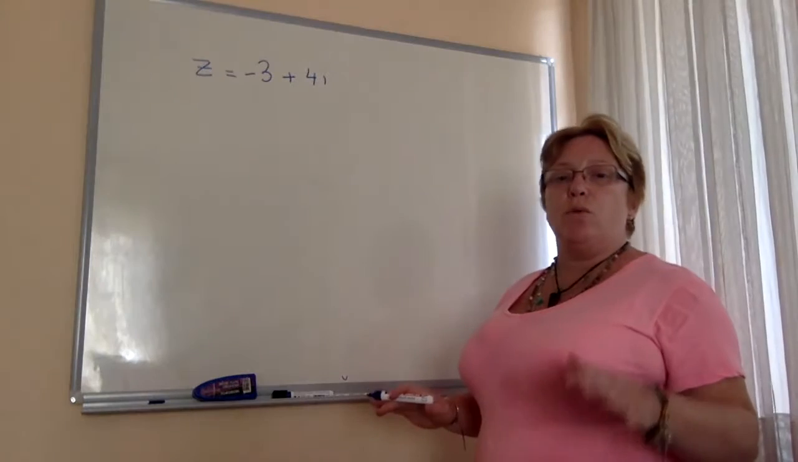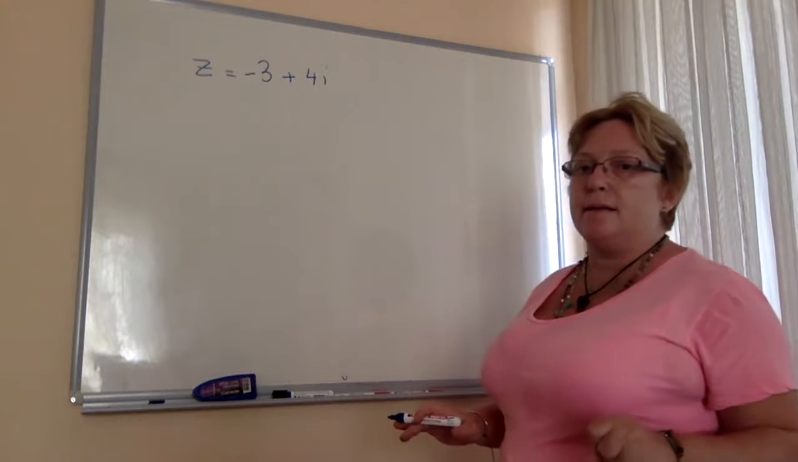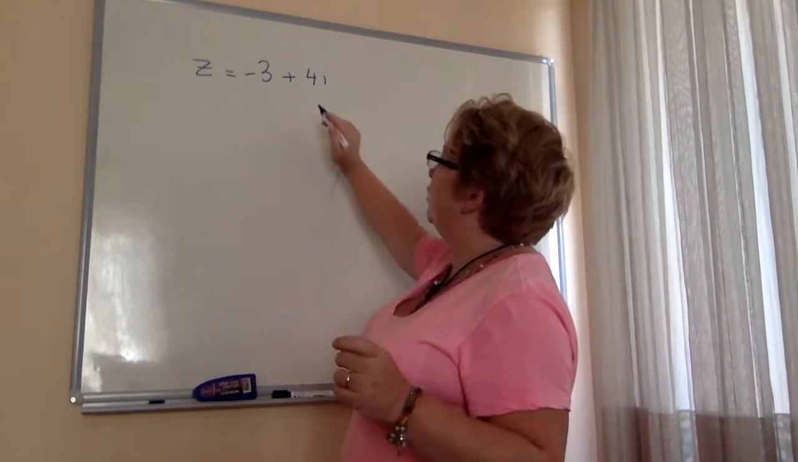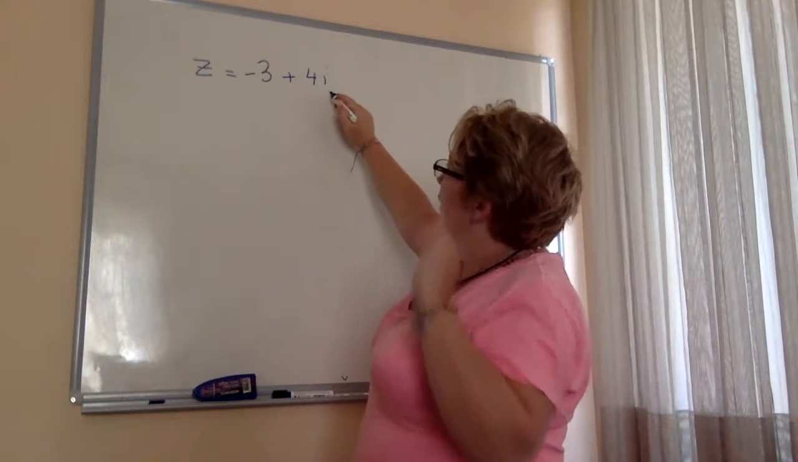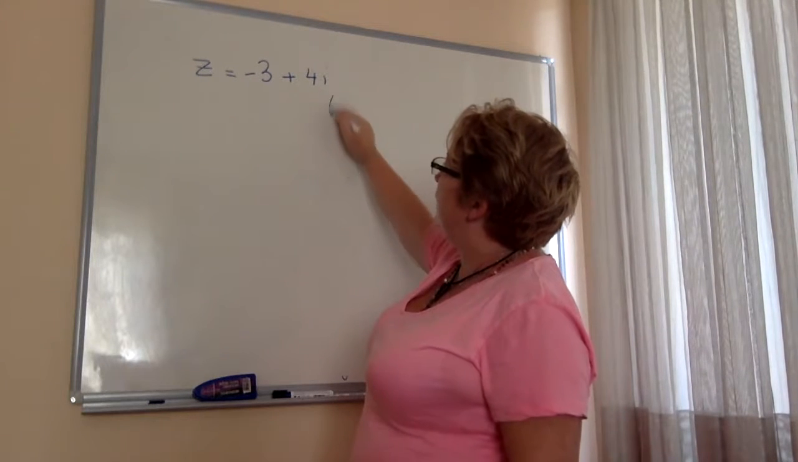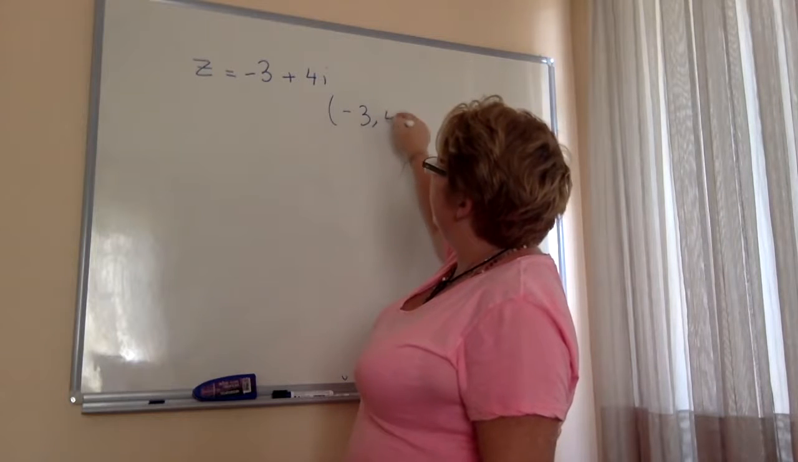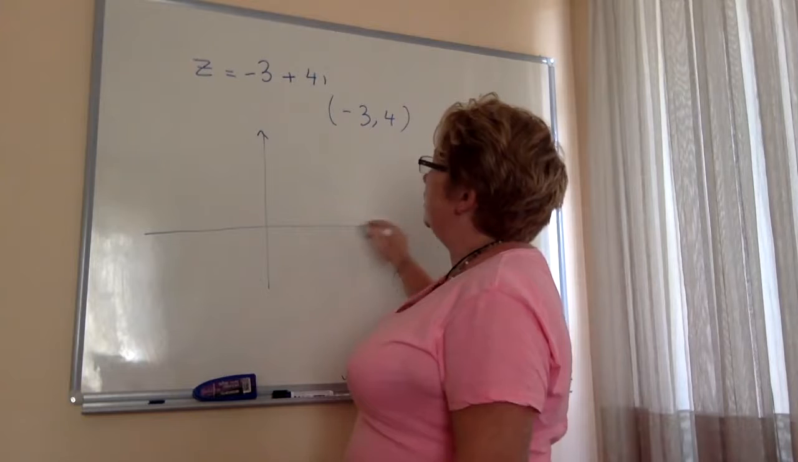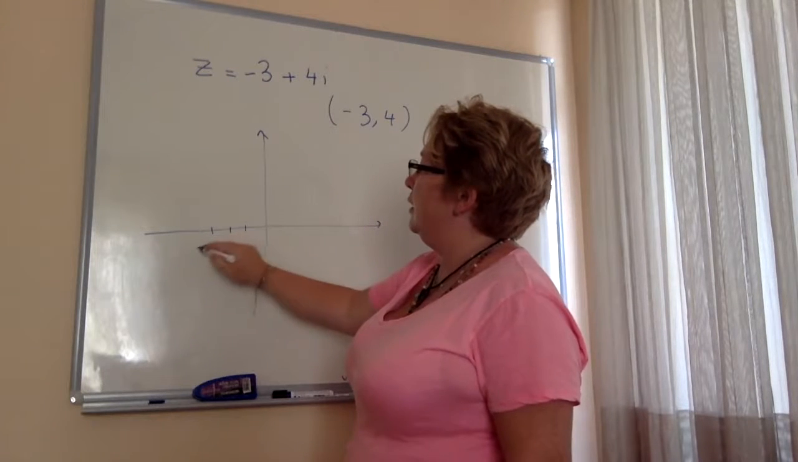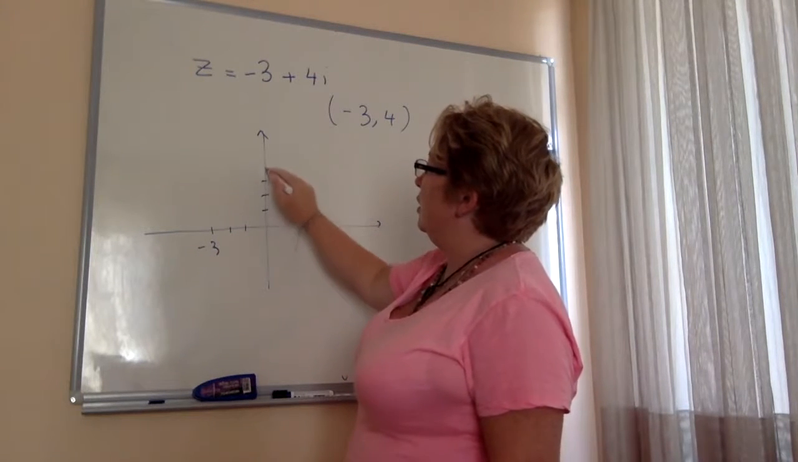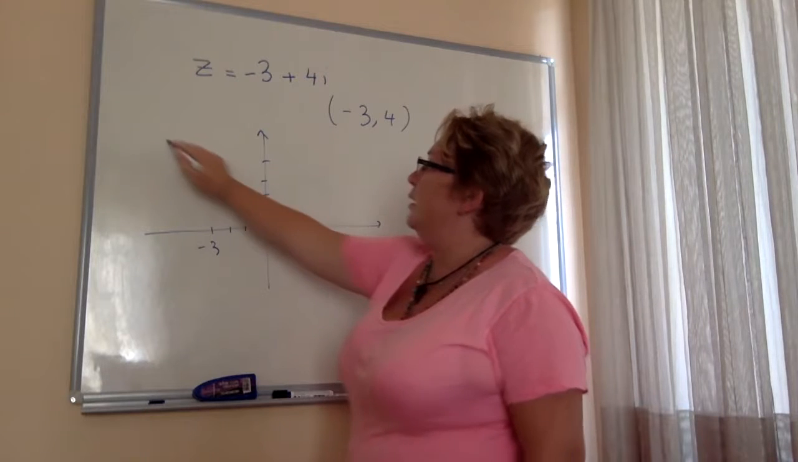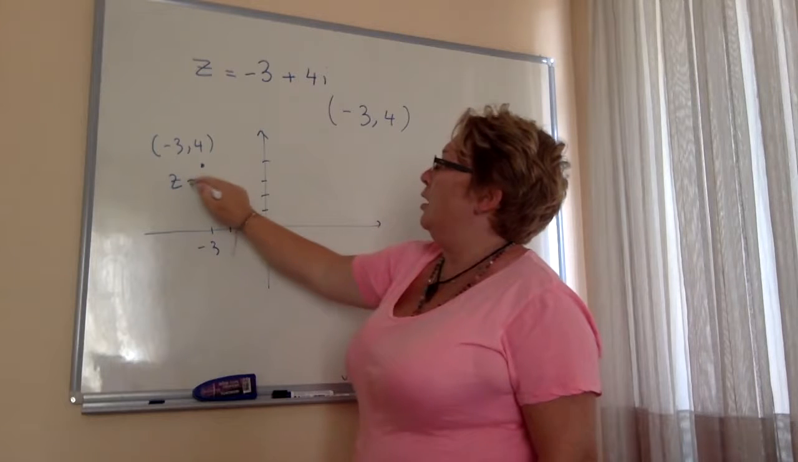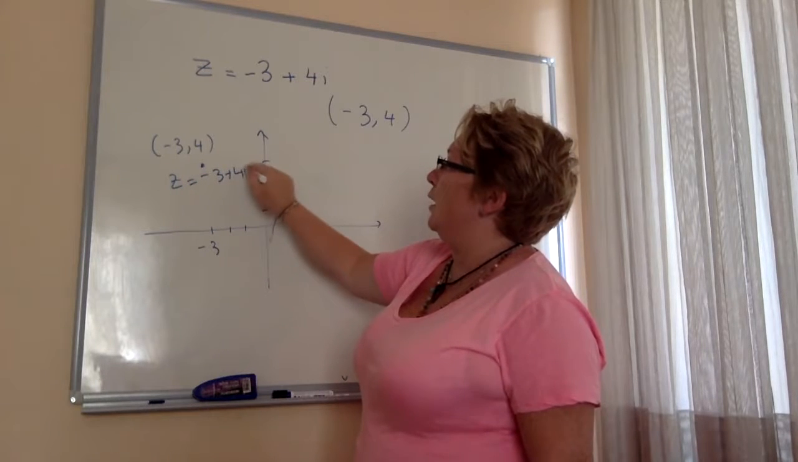Okay, let's say we want to plot another complex number, minus 3 plus 4i, in the coordinate plane. What that means is I'm going to plot the point (-3, 4). Okay? So the point (-3, 4) refers to my complex number, negative 3 plus 4i.